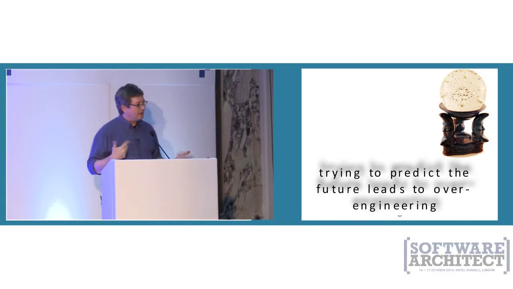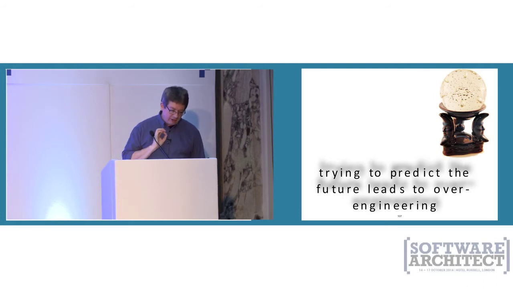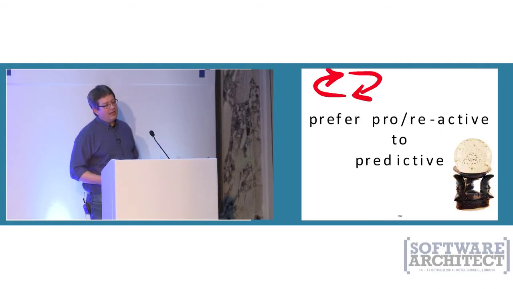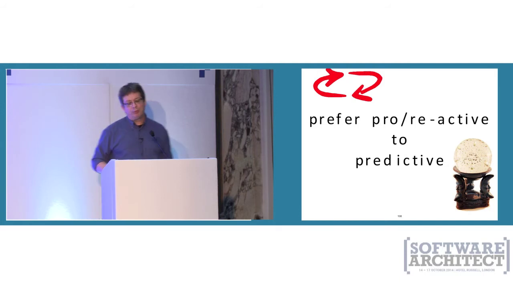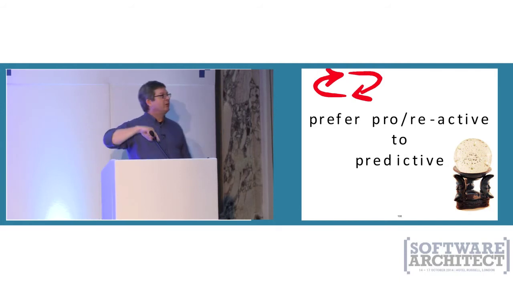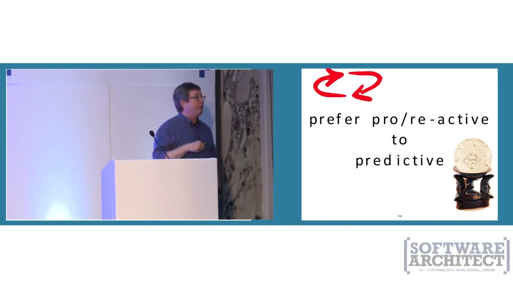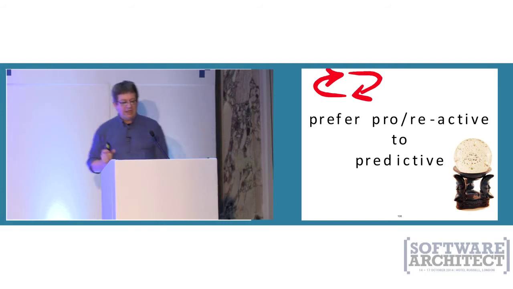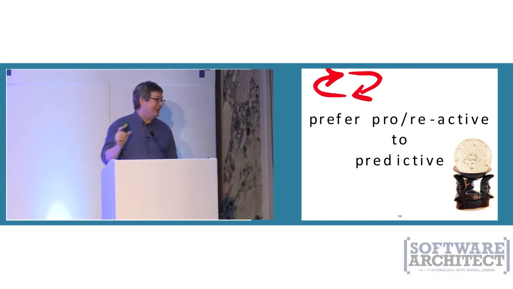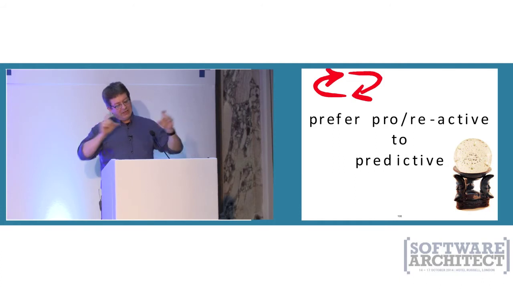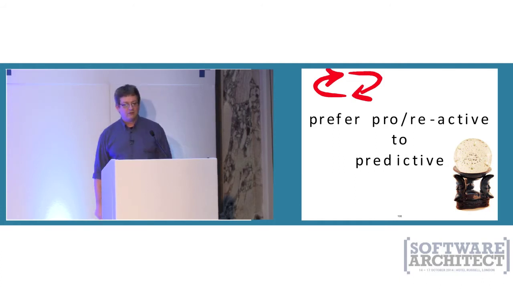Trying to predict the future a lot of times leads to over-engineering. This is a very subtle but important distinction. In the agile world, we're trying to prefer proactive and reactive to predictive. In other words, rather than trying to predict the future, what we're trying to do is be proactive about enabling ourselves to change things in the future, and being reactive to look at things that need to change to make sure that we can change them without a tremendous amount of pain. So the combination of proactive and reactive, I think, works much better than predictive from an engineering standpoint.